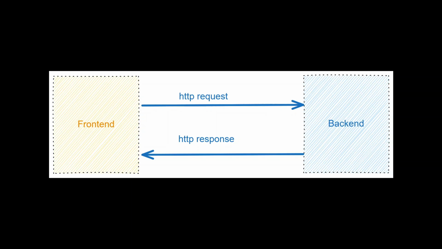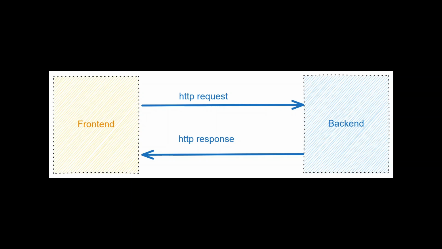Each web application consists of two parts, its front-end side and back-end side. The front-end sends HTTP requests to the backend. The backend processes them and returns the response, the HTTP response. The backend returns so-called status codes, which indicate the result of the operation.